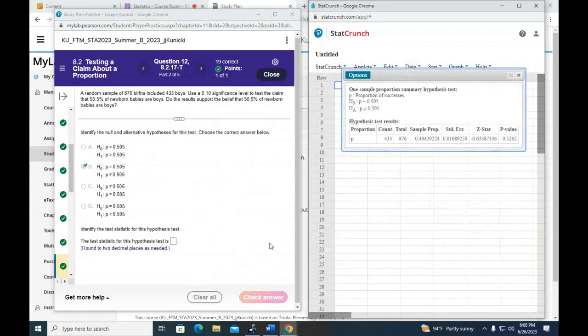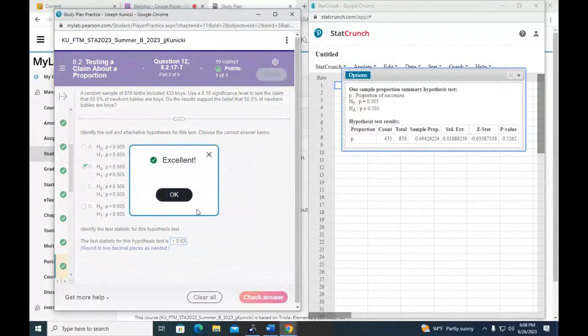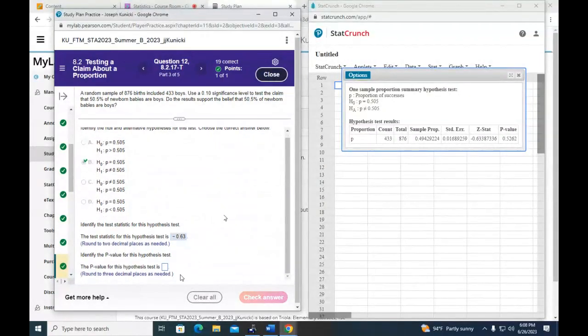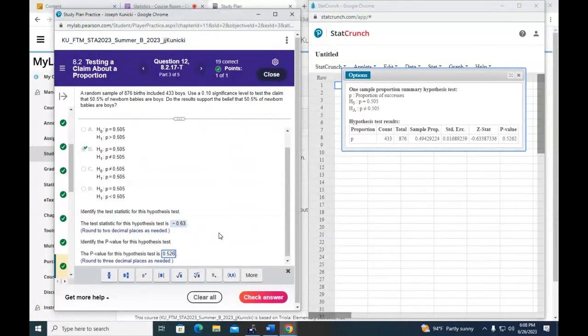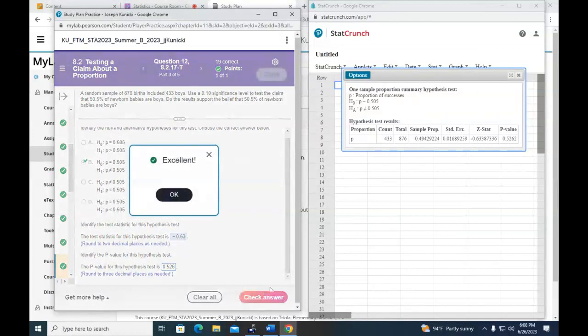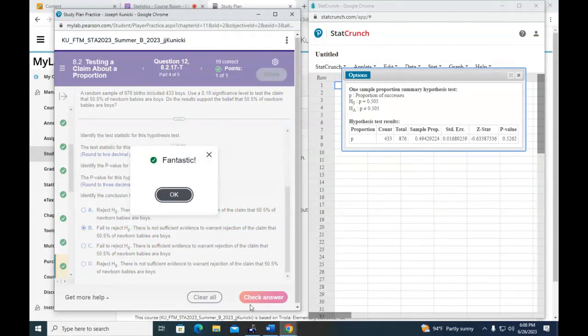Okay, compute, minus 0.63. And look at the p value, it's huge. 0.526. We failed to reject. And we just say there's not sufficient evidence to warrant rejection of the claim. Right. This one was easy.